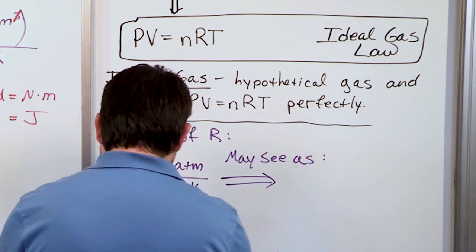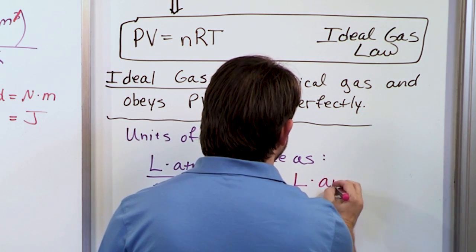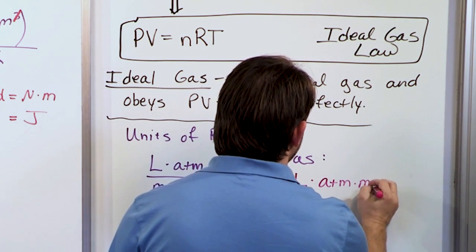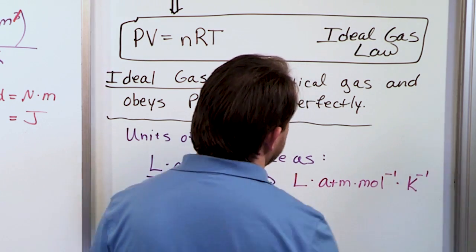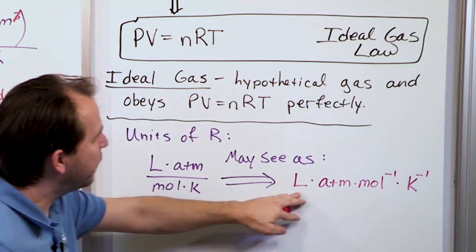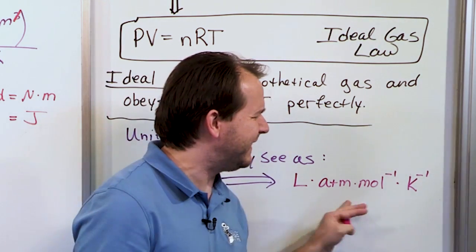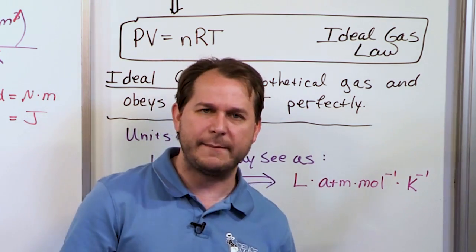You might see it as, I'll just change color here, liters, atmospheres, mole with a little -1 up there, and Kelvin with a -1 up there. This unit that you see here is exactly the same as this one. I just want to point this out to you because some students see this and these little -1s really worry them and freak them out a little bit, and they're like, well, what does that mean?